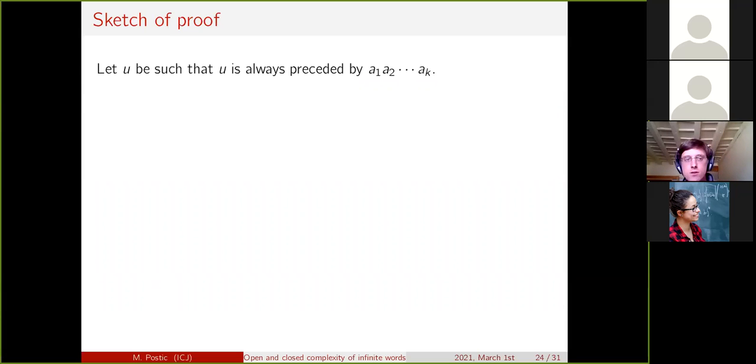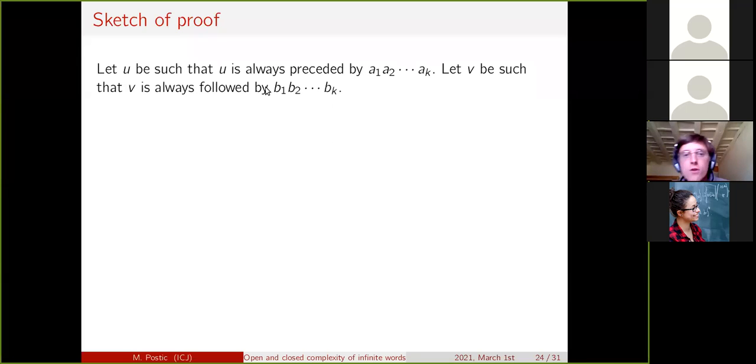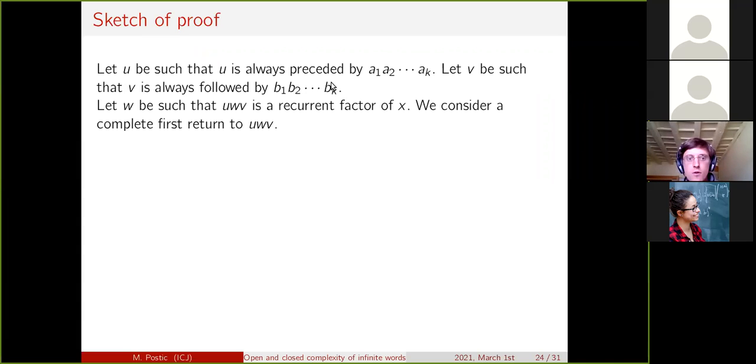So if we suppose that it's not the case, you can find a factor u which is recurrent and which will always be preceded by the same thing, a1, a2, ..., ak. Every time you are going to see it in the word, it's going to be preceded by this. And you can also suppose that you can find a factor v which has the same thing, but on the right. So it's always going to be followed by b1, b2, ..., bk. And now what you can do is take w such that uwv is a recurrent factor of x. This is always possible if u and v are recurrent.